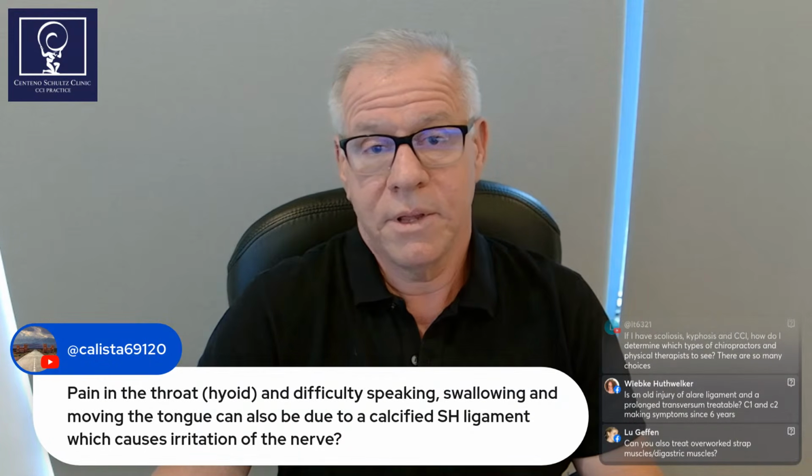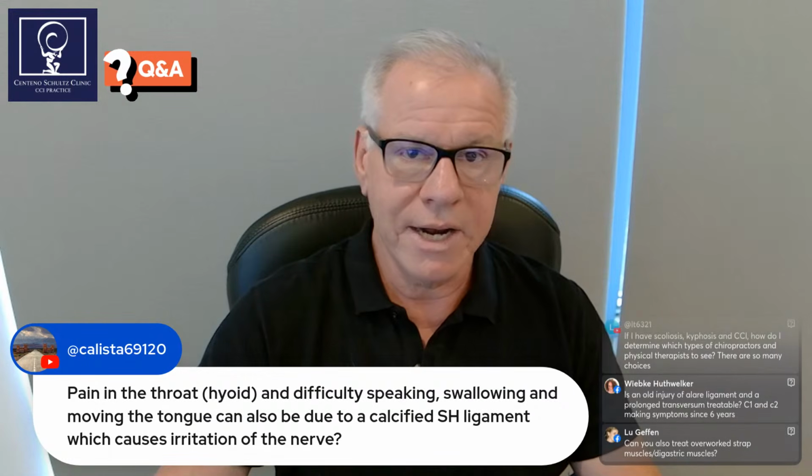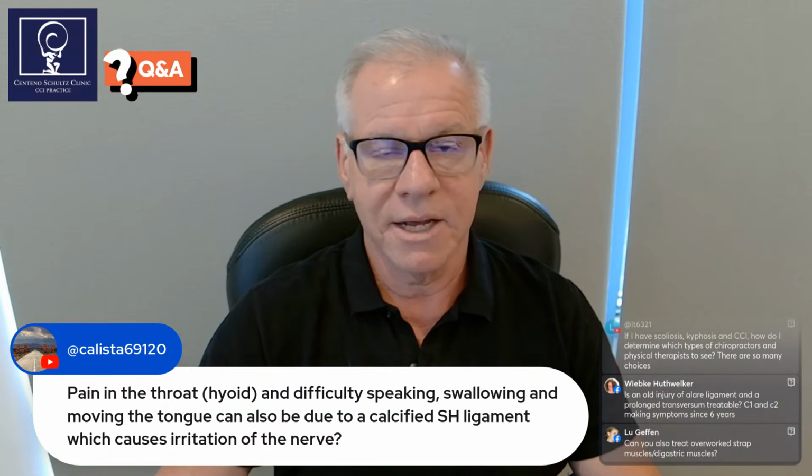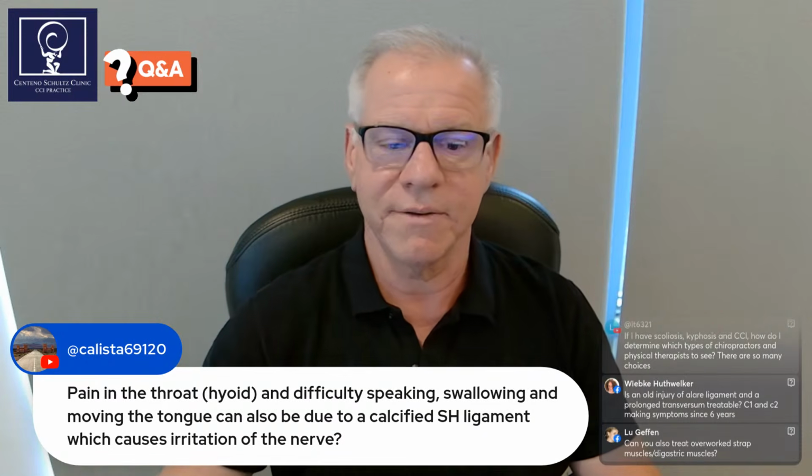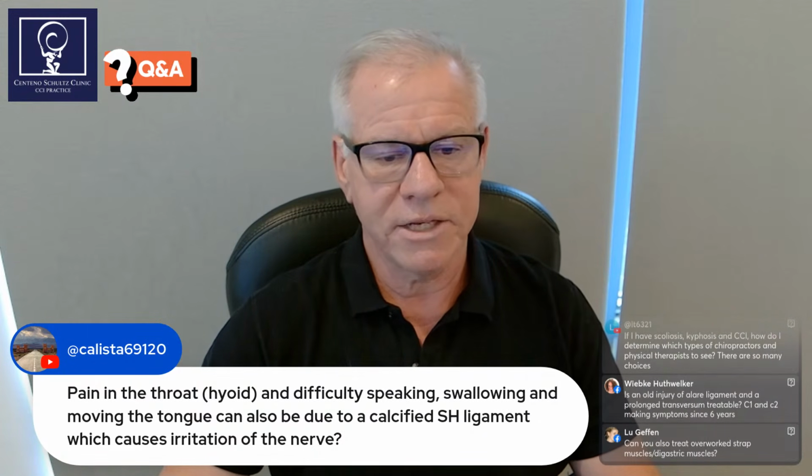So the focus then is not to treat the ligament. It's not to cut the styloid or shorten the styloid. It's not to carve out a piece of C1. It's to treat the instability.